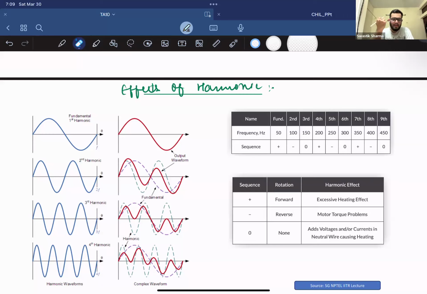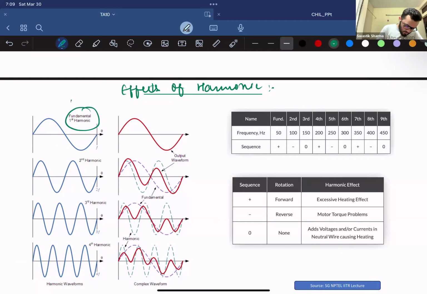So what are harmonics? Harmonics are basically unwanted frequencies available in your AC system, which make your AC feel distorted from how it should look. So let's say you have this fundamental first harmonic. What is the fundamental first harmonic? It is your 50 hertz frequency. So your fundamental first harmonic looks something like this, right? It has a peak, it has a crest, and it's oscillating at 50 hertz frequency.